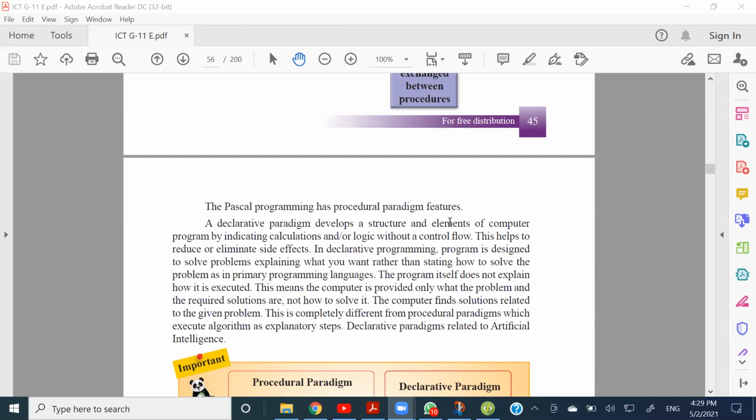Then what you have to remember is that you can't put something into a single category. If we take Pascal, Pascal has procedural paradigm features. And later you will see there are some object oriented paradigm features there too, right? So likewise, one language can have several qualities.